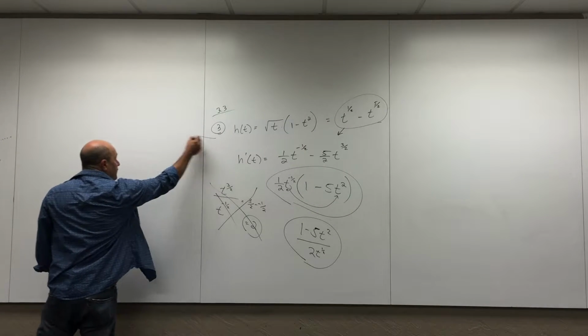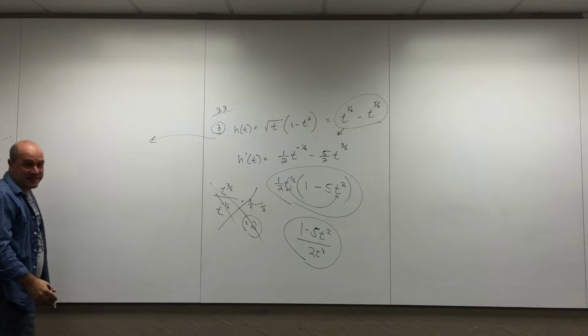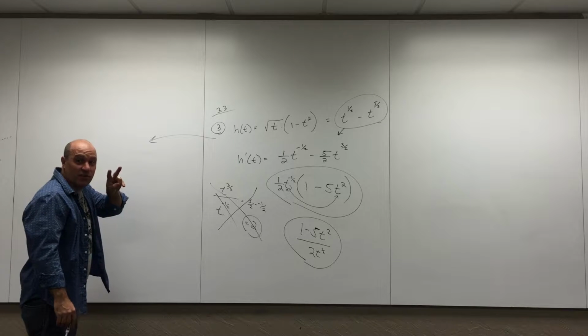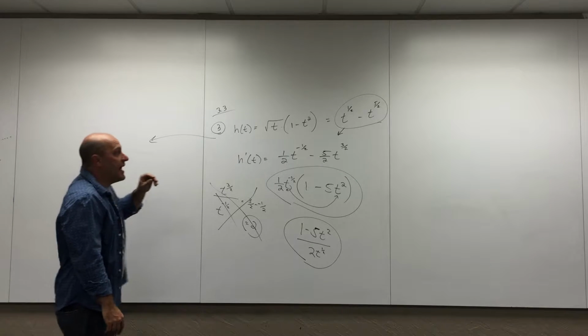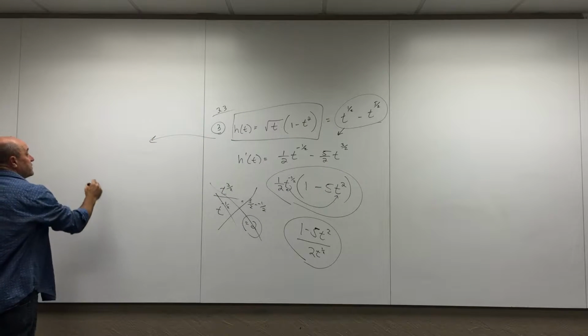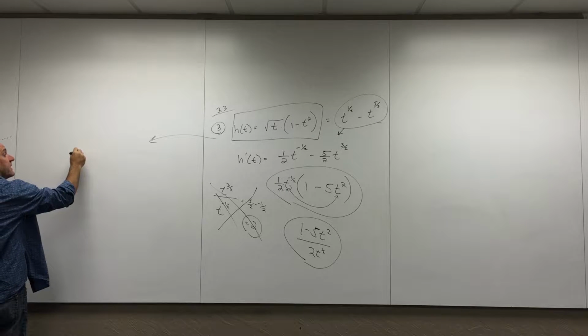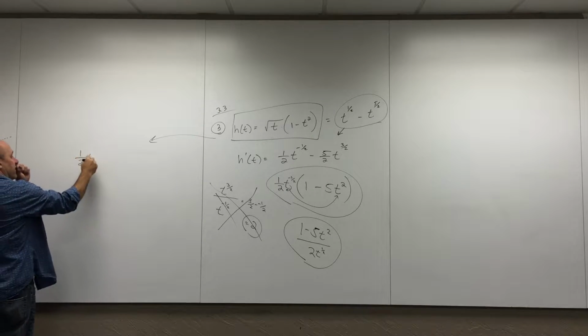You want to do it with a product rule? Let's do it again. I didn't really want to do it 6 ways, and this ain't 6 ways, but this is 2 ways. Let's do it with a product rule. You ready? So now I'm doing this. Derivative of the first. Well, the derivative of that, right? 1/2 t to the 1/2.